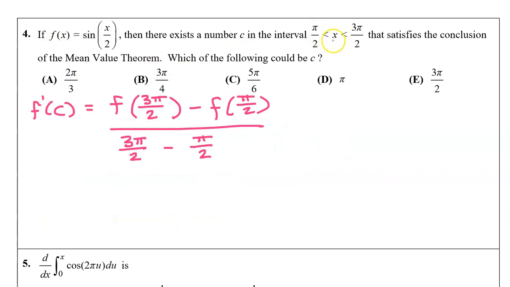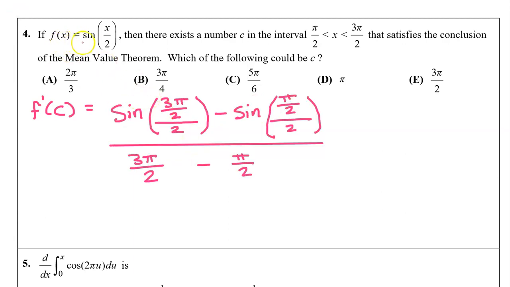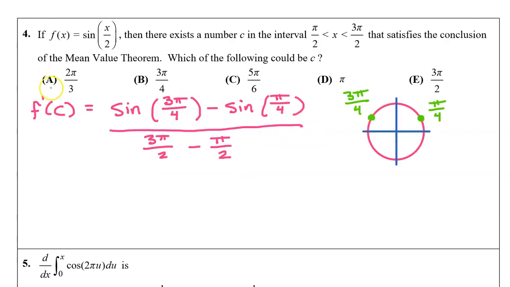On this interval, that means there is a c where f prime at c is equal to f at 3 pi over 2 minus f at pi over 2 divided by 3 pi over 2 minus pi over 2. Given that f of x is equal to sine of x divided by 2, we end up with this expression. 3 pi over 2 divided by 2 is 3 pi over 4, and pi over 2 divided by 2 is pi over 4. So now we have this.